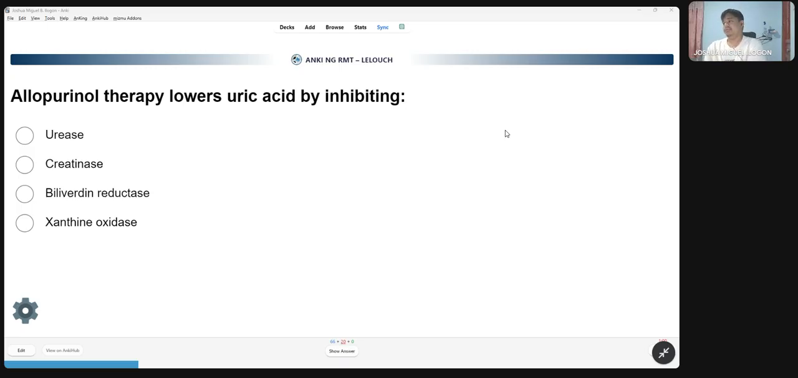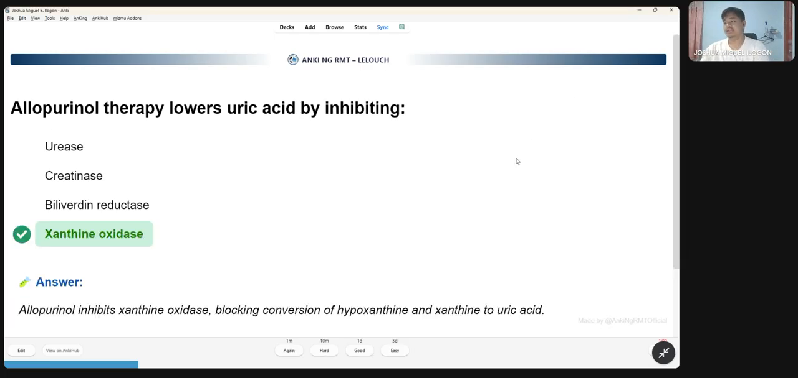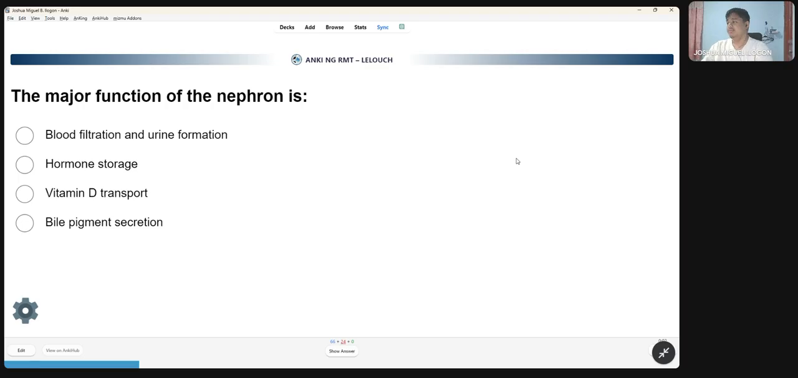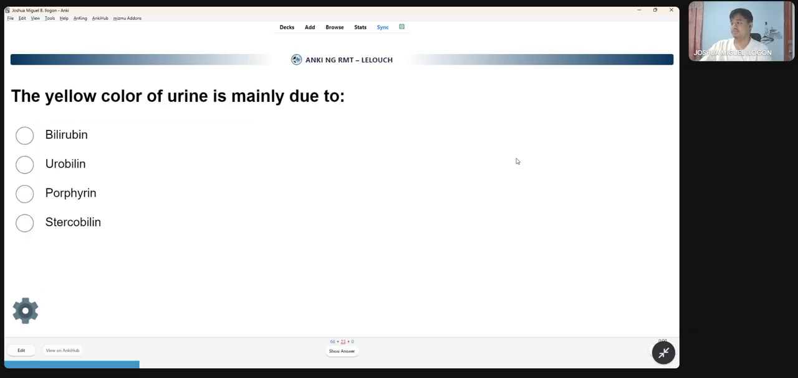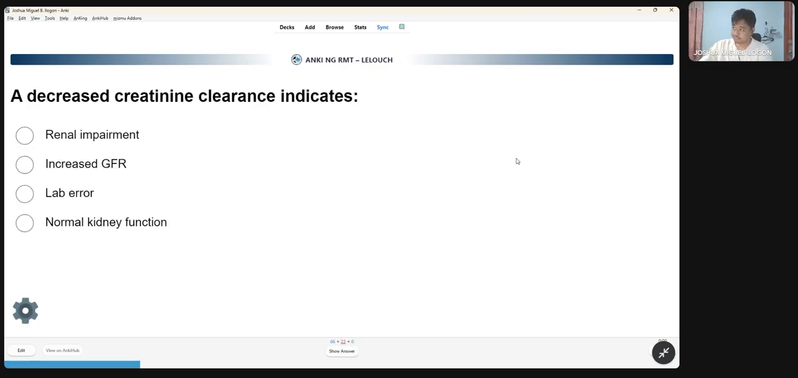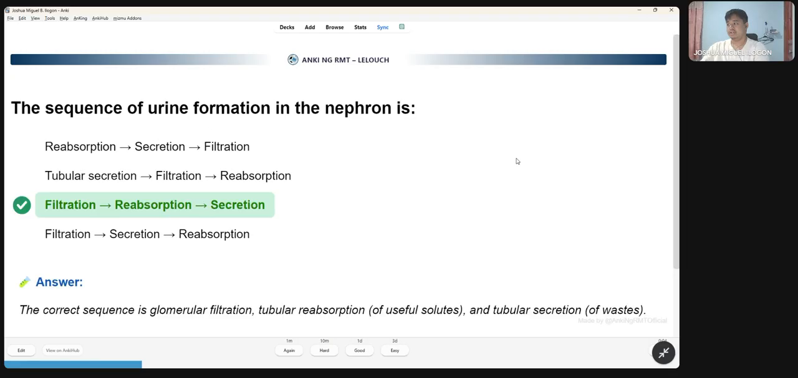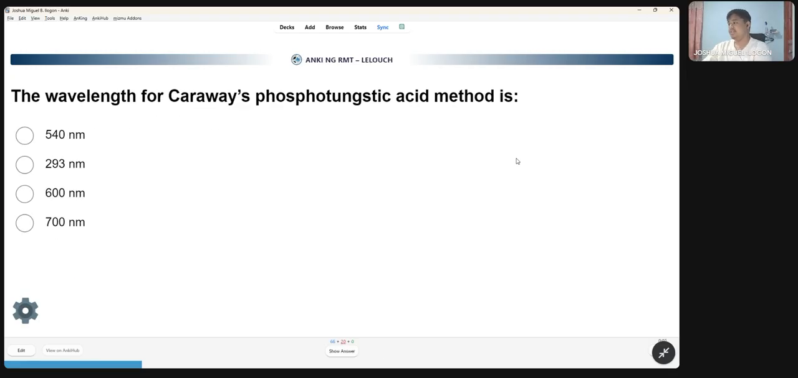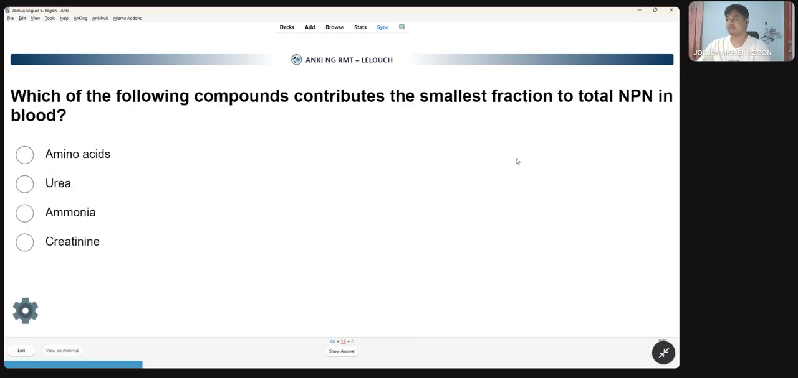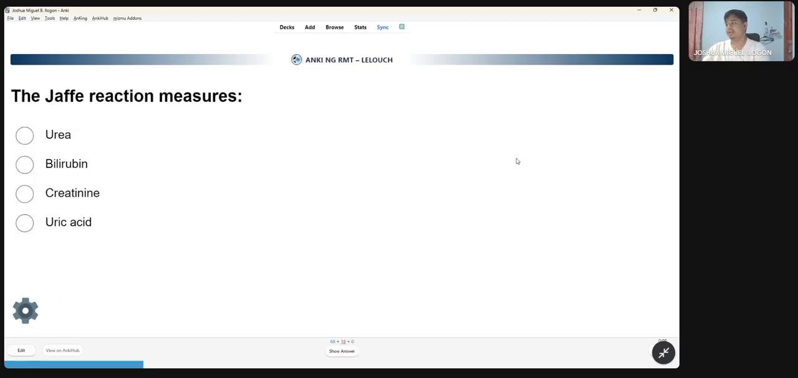So allopurinol therapy lowers uric acid by inhibiting xanthine oxidase. The major function of the nephron is blood filtration. Decreased creatinine clearance indicates renal impairment. The sequence of the nephron is filtration, reabsorption, and secretion. Picric acid is read at 500 nanometers. Different compounds. The Jaffe reaction measures creatinine.